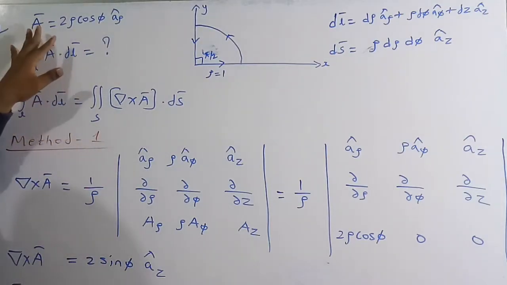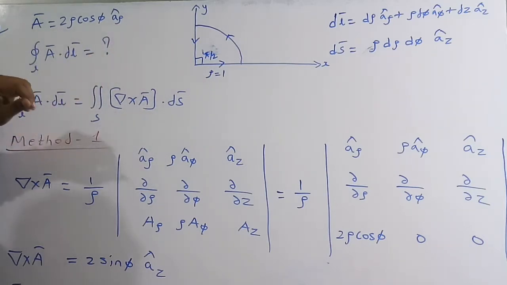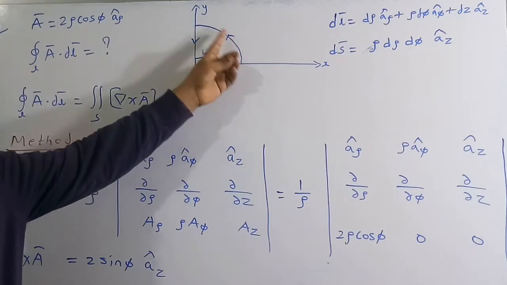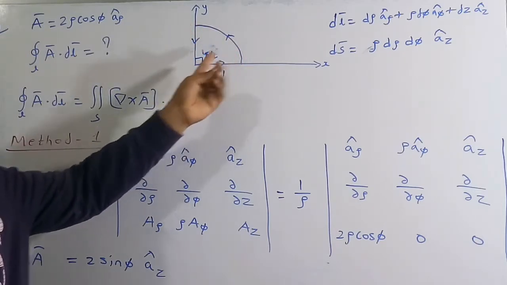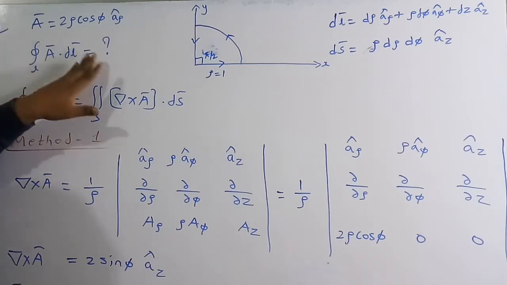So let's solve this numerical. In this question, they are given A bar is equal to 2 rho cos phi a rho cap, and also this is the contour we have to travel. From here we have to travel in this way. Therefore, in this closed contour, we have to figure out the closed line integral of A bar dot dl bar.